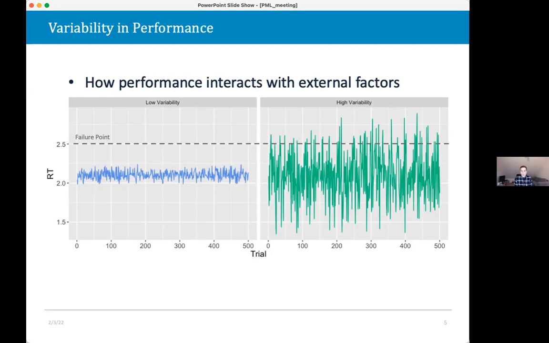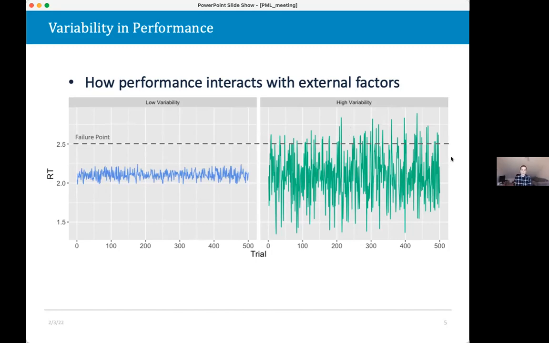Another reason we might be interested in variability is that this performance inconsistency might interact with some external factor, some environmental input. So in this task, maybe the task is constrained that if you don't respond within 2.5 seconds, the task moves on, and that trial is counted as a failure. Well, for this low variability individual, they're never going to be dinged by that failure point. They're always going to respond fast enough to receive credit for that trial. Whereas the person with high variability will often miss that failure point.